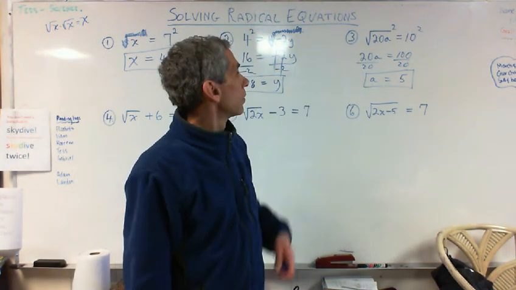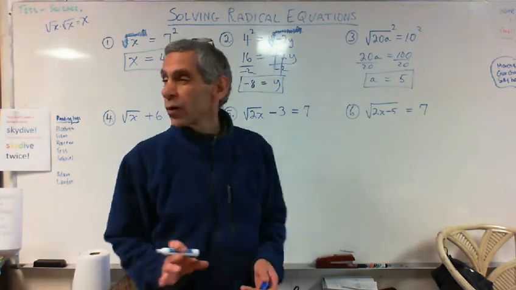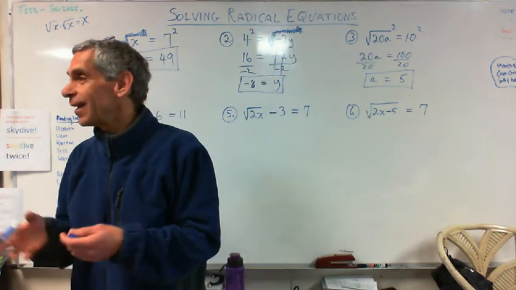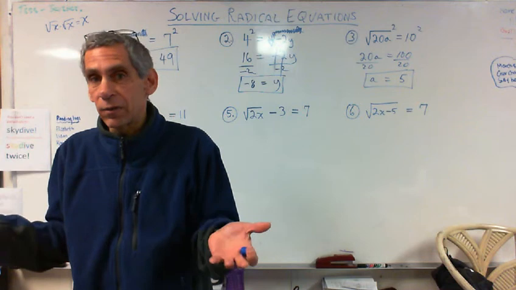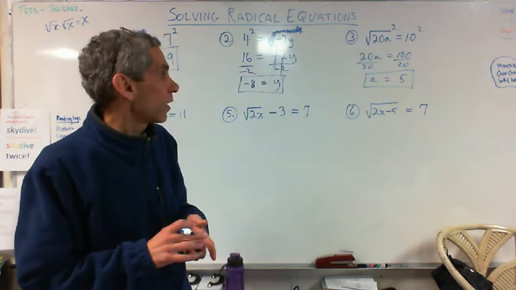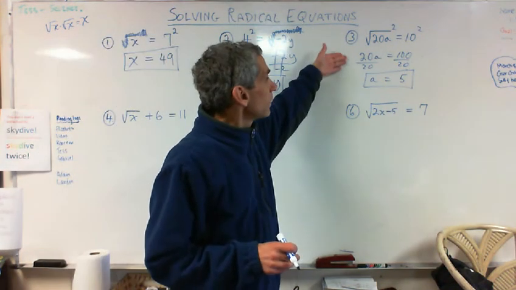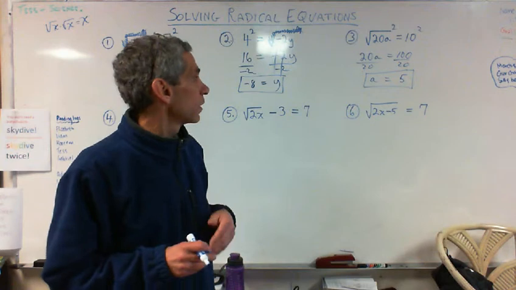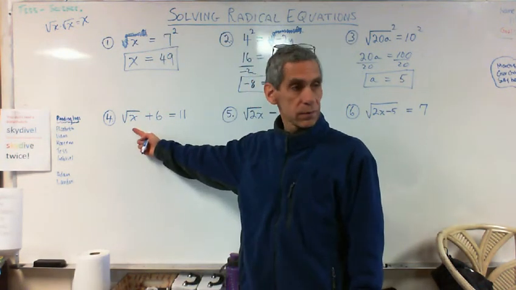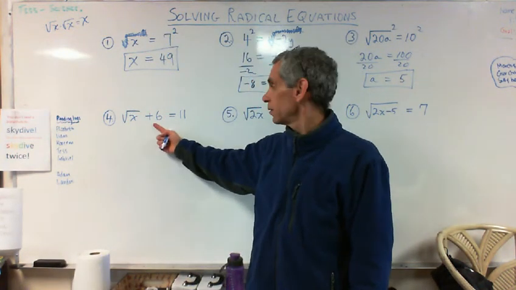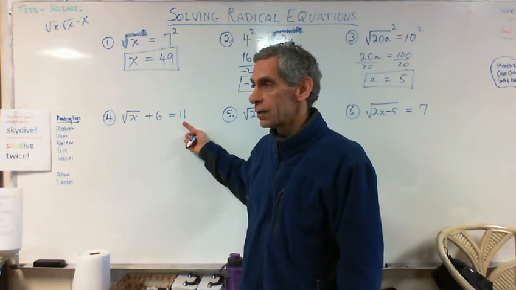The beauty of square roots is you can square them and they magically disappear. It's fabulous, it's like magic, and it becomes so easy to solve the problem. So now let's go to 4. 4 is the square root of x plus 6 equals 11.